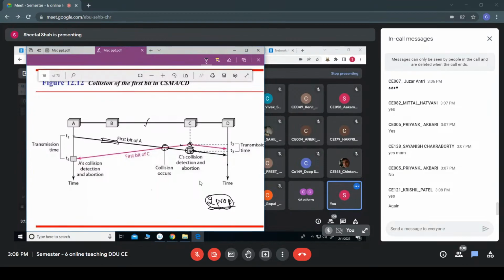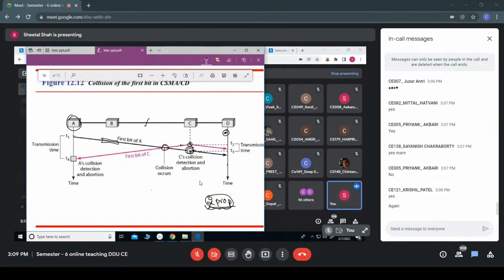Say A is transmitting a frame, and assume that just before reaching D, some collision has occurred. Once the collision has occurred, that would be reflected and read by this station A. So again, it would take the propagation time TP for this collided message to reach station A. Are you getting me? So that means approximately twice the propagation time.